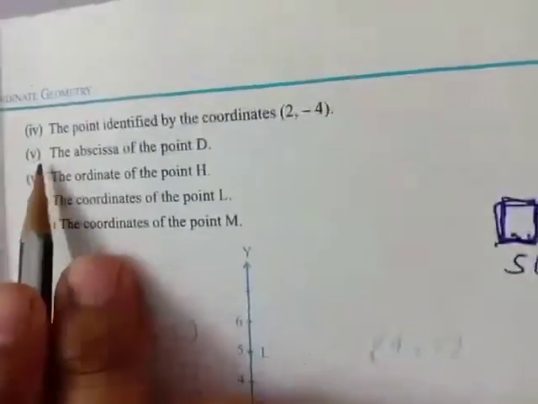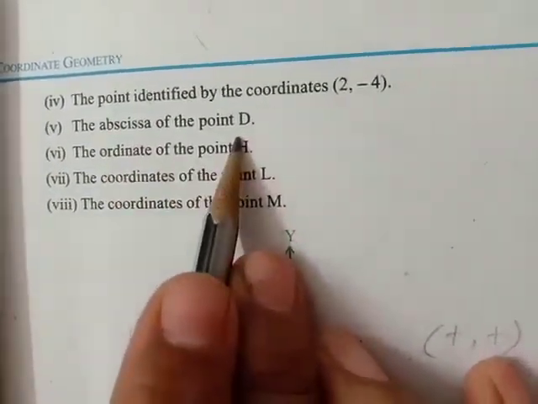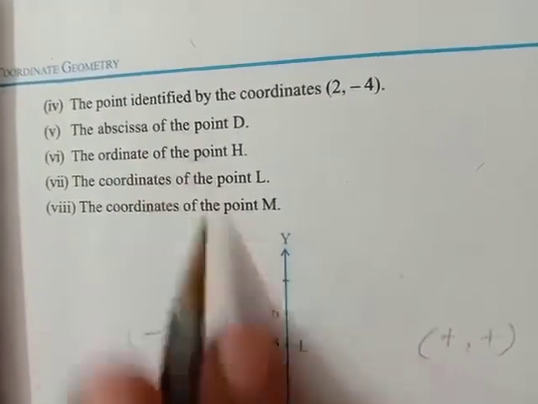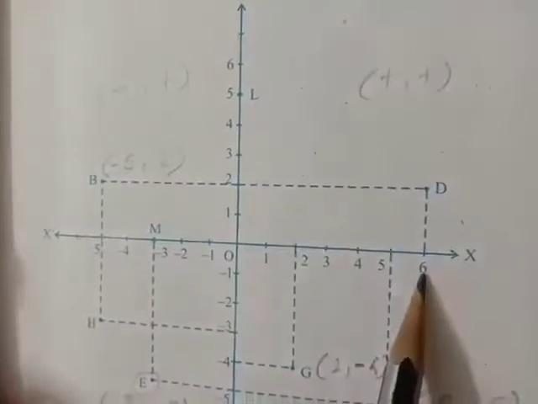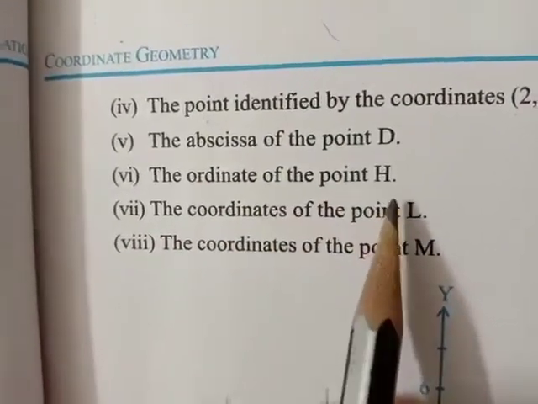Now the fifth question is the abscissa of point D. Abscissa is the x coordinate. So what is the x coordinate of D? It is 6.